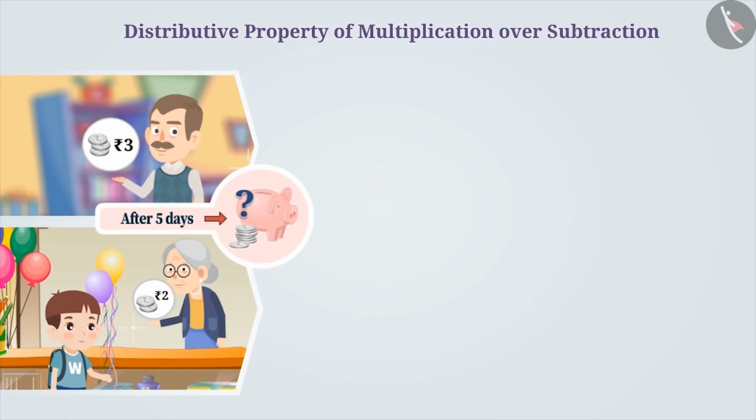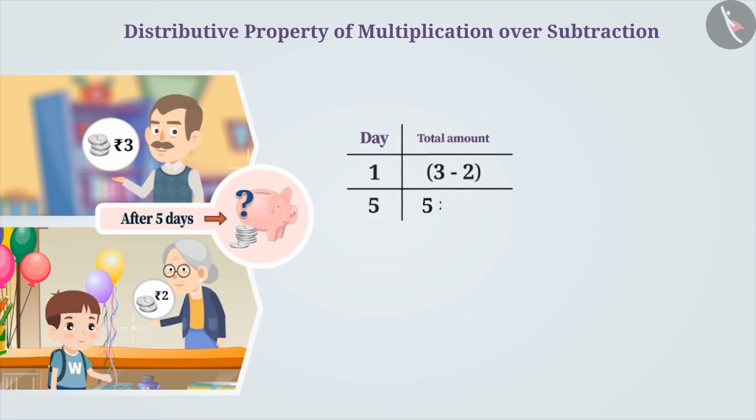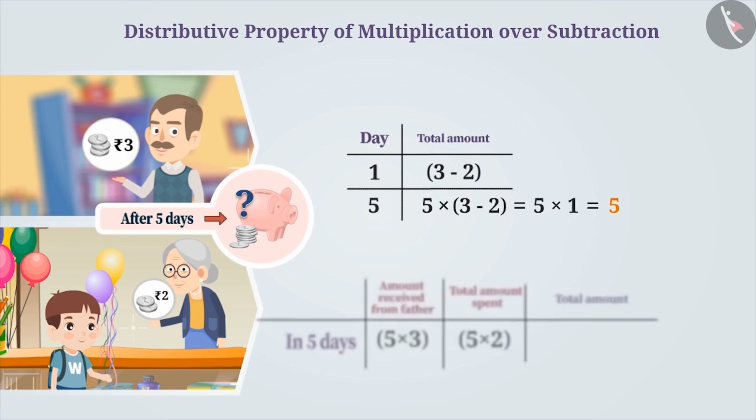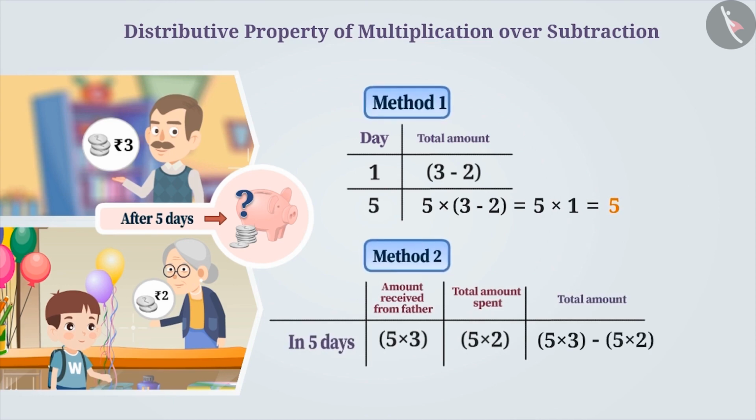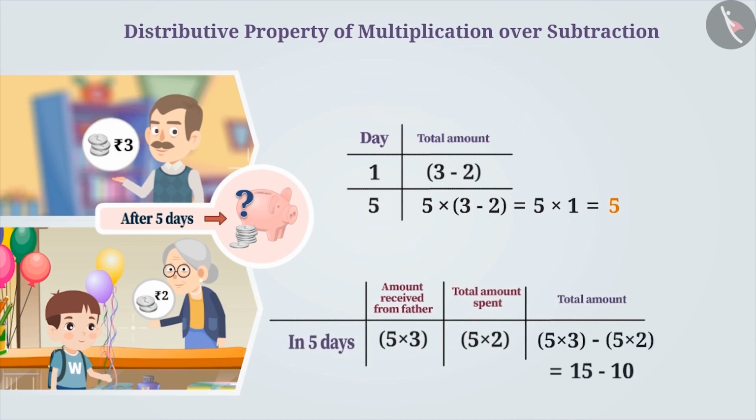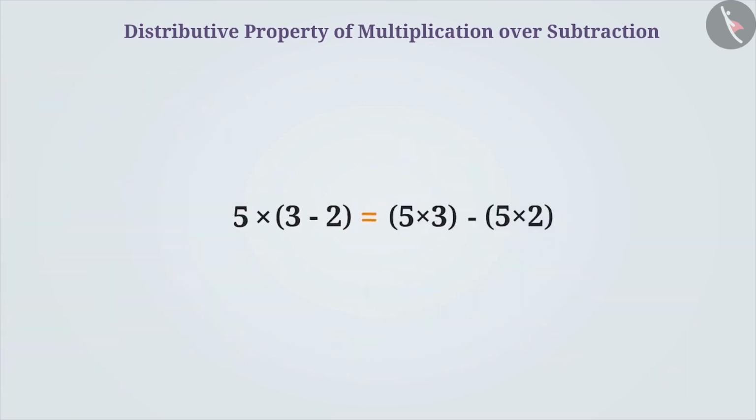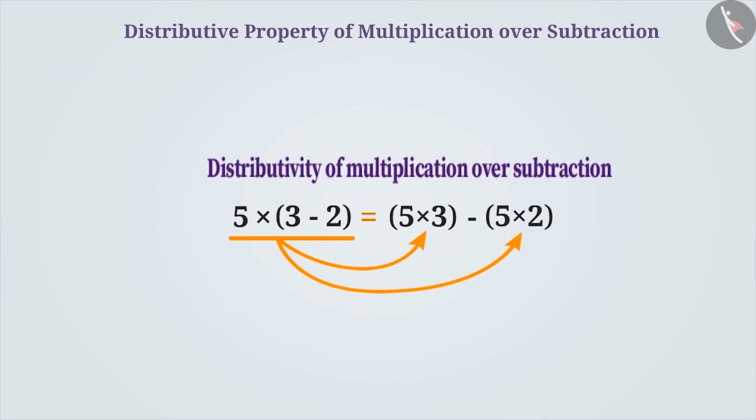We can solve this also in 2 ways. The first method, 5 into (3 minus 2), gives you 5 as the answer. And the second method, 5 into 3 minus 5 into 2, also gives 15 minus 10, that is 5 as the answer. Here, 5 into (3 minus 2) is equal to 5 into 3 minus 5 into 2. Therefore, multiplication can also be distributed over subtraction.